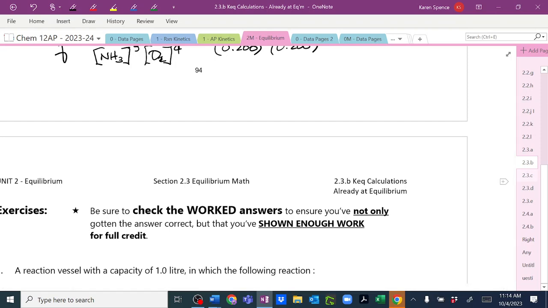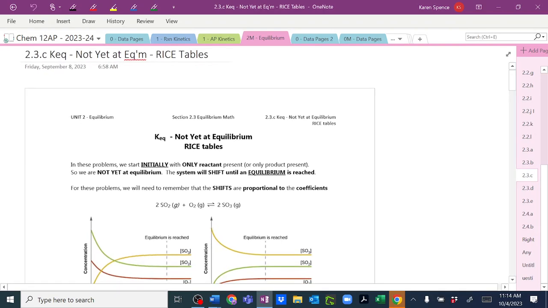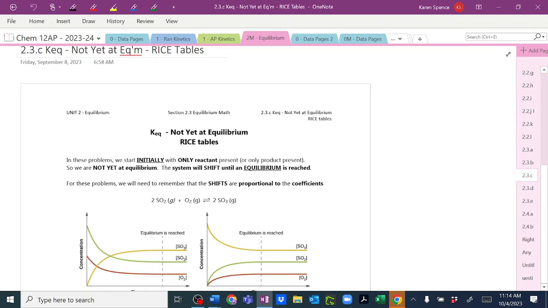Okay, so we have some exercises there, which we're not going to do. I'll send you home with those. KEQ, what about if we're not yet at equilibrium? Up until now, we've been like, I give you an equilibrium mixture, and here are the equilibrium concentrations. But we've all been about shifting up till this point, yes?